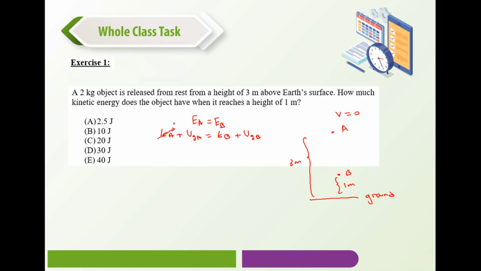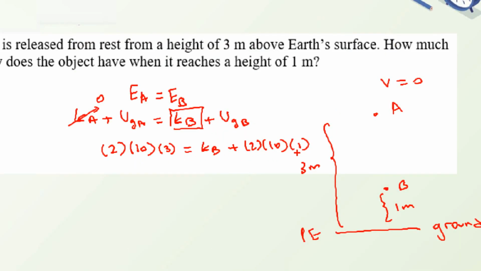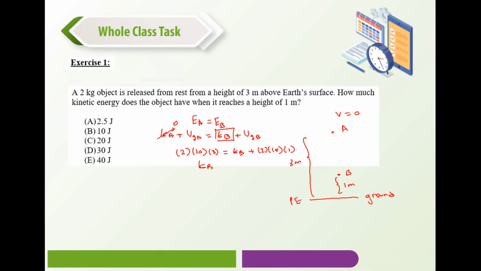Now kinetic energy at A would be 0 because it's released from rest. We are interested in determining kinetic energy at B. The mass is 2, so this is mgh, multiplied by g. Here the numbers seem to be perfect. Let's consider g to be 10, and h would be 3, equals the kinetic energy at point B plus 2 multiplied by 10 multiplied by the height. Here I'm considering this is the PE level, the lowest point in my system, multiplied by 1. So that would be 60 minus 20, and that would be 40. Then the kinetic energy at point B would be 40 joules, and the correct choice is E.